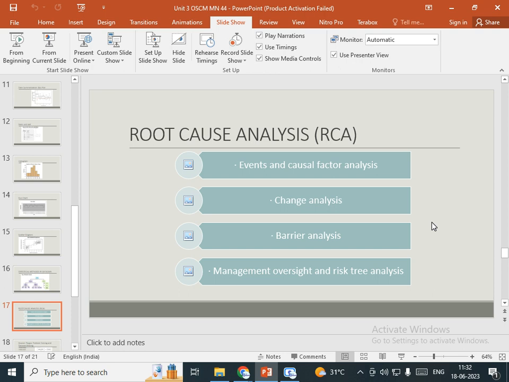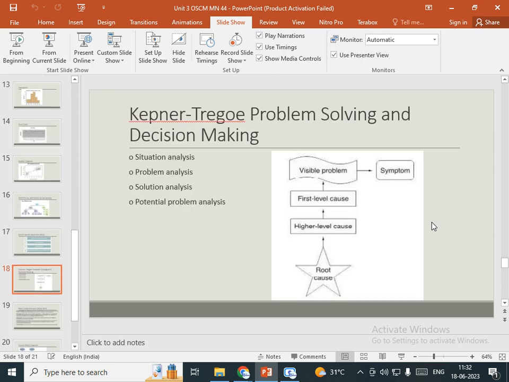So there are many methodologies, approaches, and techniques for conducting root cause analysis. That includes events and causal factor analysis, change analysis, barrier analysis, management oversight, and risk tree analysis. So first we'll start with the Kepner-Tregoe problem solving and decision making approach.